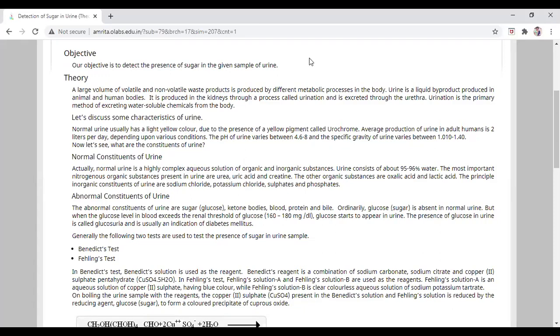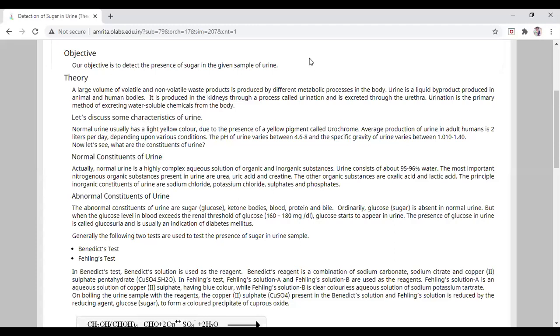So urination is the excretion of the urine through the urethra, and it is produced in the kidney through the process of urine formation. It's not written over here, I think it is missing. So urine formation takes place by the nephrons, and then urination, or micturition, is the process of releasing the urine. Now urination is the primary method of excreting. Through urination, when we excrete the urine, we release the waste water, excess water, and with that we are releasing soluble waste chemicals from the body.